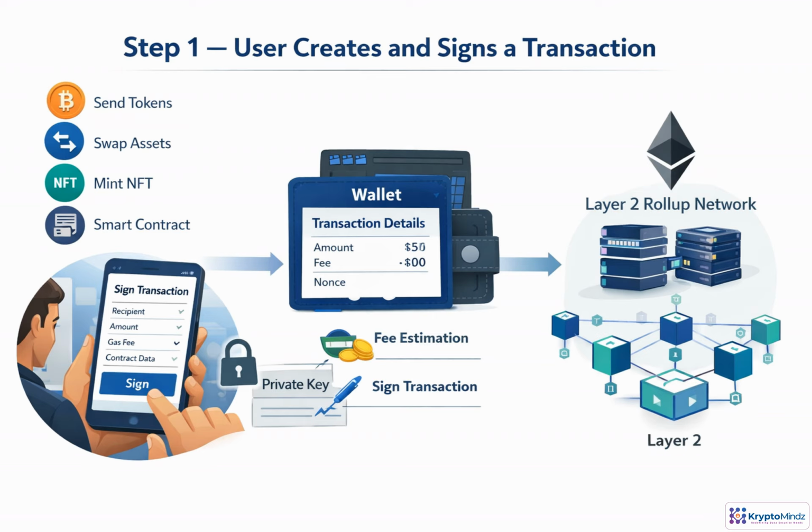The lifecycle begins when a user chooses an action, such as sending tokens, swapping, minting, or calling a contract. The dApp passes that request to the wallet, which builds the transaction with details like recipient, value, call data, nonce, and estimated fee. After the user approves it, the wallet signs with the private key, proving authorization without exposing the key itself. The signed transaction is then sent to a Layer 2 rollup endpoint, even if the experience feels much like using Ethereum directly.